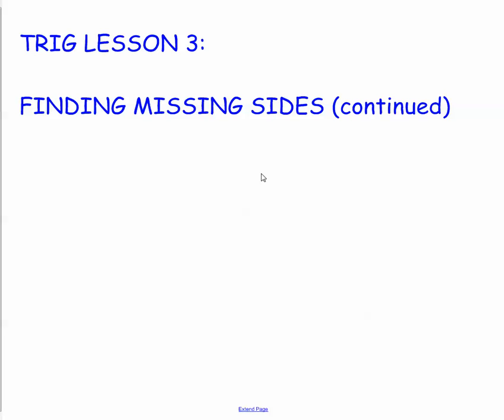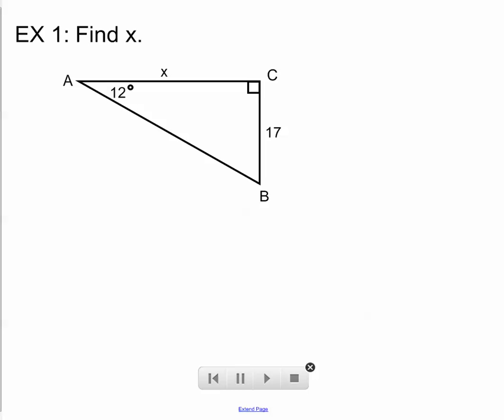Here's our last lesson in our mini unit on trigonometry, and we're going to continue finding missing sides of triangles using our trig ratios with a little added kink in things today. So this should look very similar to the problems we did in yesterday's lesson, and we're just going to find that missing value there. So let's go about this the same way we went about it yesterday.